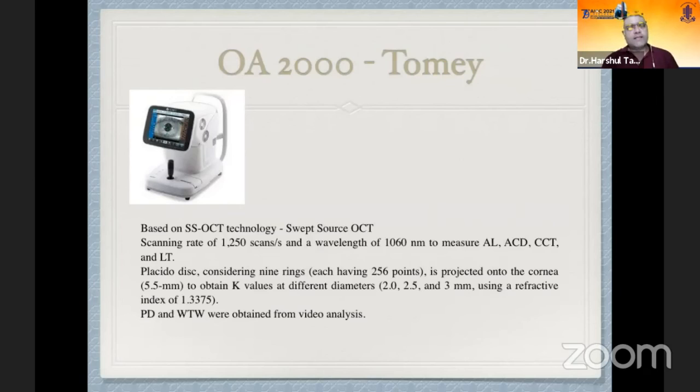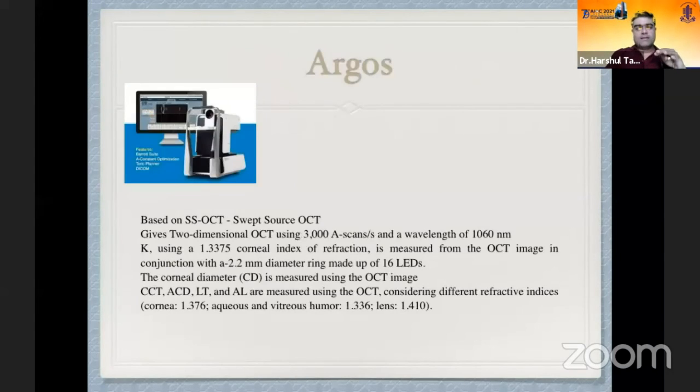Then we also have another swept source based technology, that is the OA-2000 from Tomey. It uses a scanning rate of 1250 scans per second and a wavelength of 1060 nanometer. It uses a Placido disc with 9 rings, each having 256 points, and we can obtain K values at different diameters: 2, 2.5 or 3 millimeter. Then we have Argos. Argos is also based on swept source OCT. It uses 3000 A-scans per second at a wavelength of 1060 nanometers.